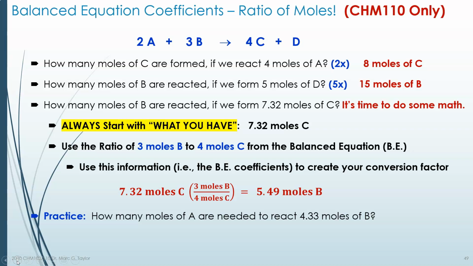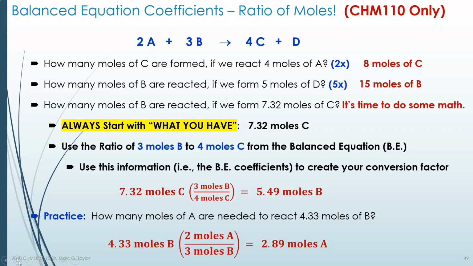What other information do we need? Well, we're going from moles of B to moles of A. We know that for every 3 moles of B we react, we must also react 2 moles of A. So we use this information to create our formula. We start with our thing we have, 4.33 moles of B, and we build our conversion factor. We make our parentheses, we make our line.